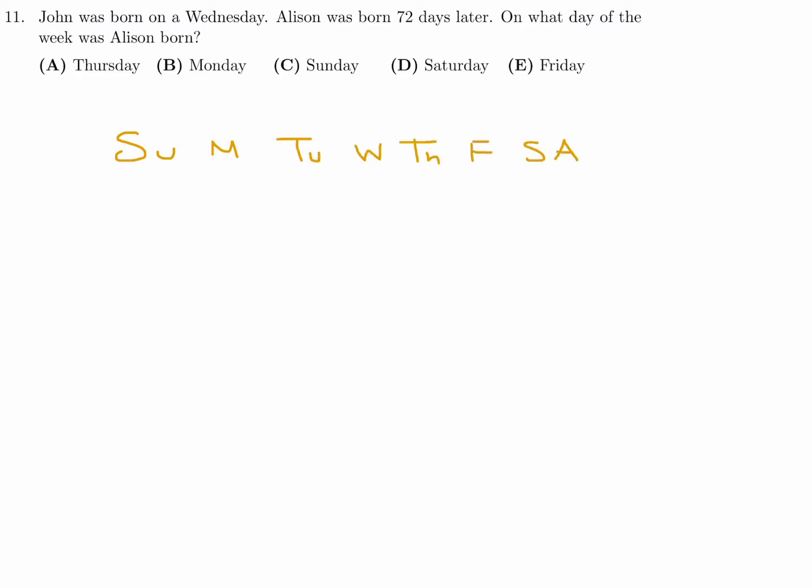And then John is born Wednesday. So he is born right here. Now, 1 day later is a Thursday. 2 days later is a Friday, and so on, right? 4, 5, 6. So if I said 7 days later, you'd say, okay, that's easy. That's a Wednesday again. But it's not 7 days. It's 72 days. So we've got to figure this out.